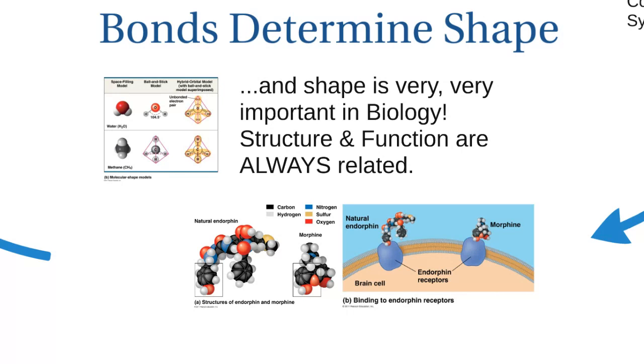Hydrogen bonds, though, consider them strong. Not as strong as a covalent bond or an ionic bond, but it's a very strong force. Bonds determine the shape. Again, shape is very, very important in biology. Structure and function are always related. And there's a whole section in the chapter on isomers and enantiomers.